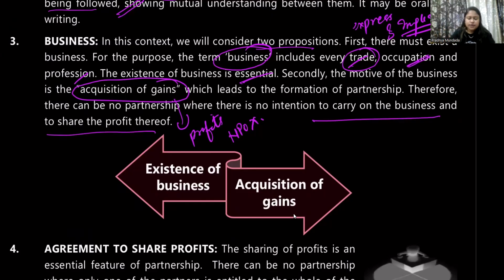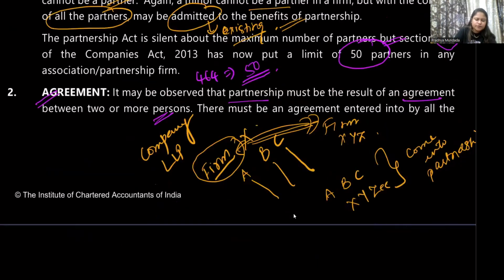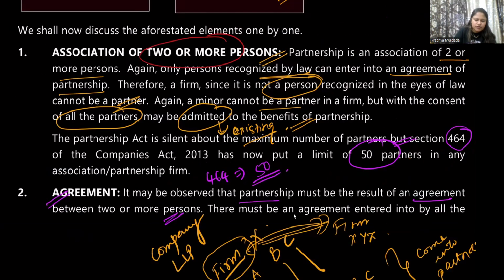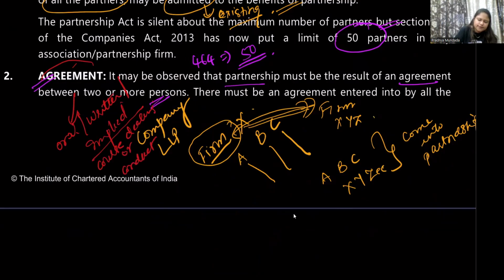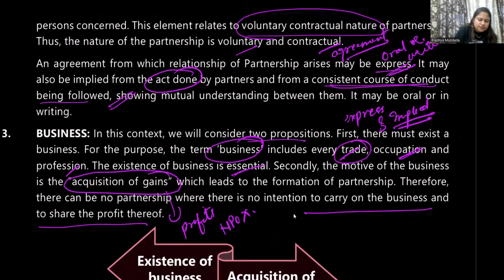So if you do not have the intention to share the profit or carry on the business, there is no partnership. If you look at it, it's a simple discussion we are having. First, 2 or more people came together. Then they entered into an agreement. The agreement could be oral, written, or implied. Implied is nothing but course of dealing, that too consistent conduct. And when you look at the other one, business is compulsory. First, there has to be a business and then it should be for profit. And business, we know, could be trade, occupation or profession. Anything you do, and compulsorily it should earn profit.